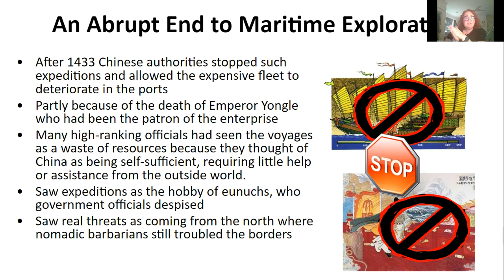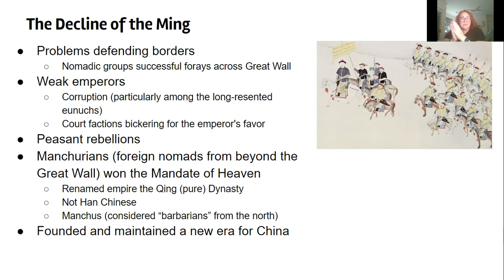But then, all of a sudden, after 1433, Chinese authorities just stopped the expeditions, and they allowed the expensive fleet to deteriorate in the ports. This was partly because of the death of Emperor Yongle, as he was the patron of the enterprises. Many high-ranking officials had seen the voyages as a huge waste of resources, because they thought China should be focusing on domestic policies and becoming more self-sufficient versus going to the outside world. They essentially saw the expeditions as a hobby of the eunuchs, whom government officials despised. So they saw the real threat coming from within, from the north, from those nomadic barbarians, those Mongols, that still troubled the borders.